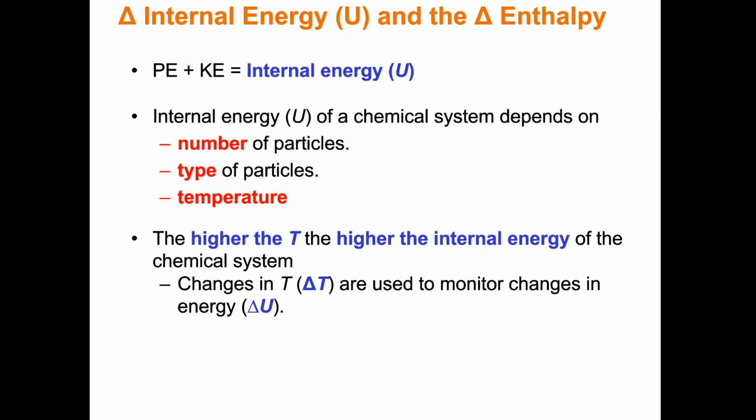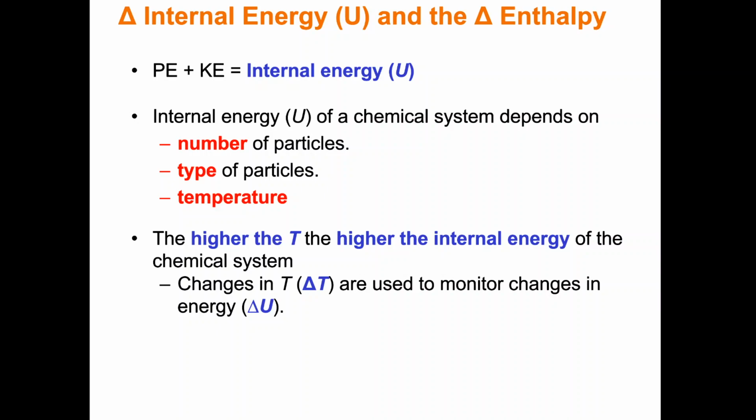If we add potential and kinetic energy together, we get what's called internal energy. We represent this with an uppercase U, a big U. The internal energy of a chemical system depends on the number of particles, the type of particles, and the temperature. The number of particles is just how many do we have. If they all have some kinetic energy, and we have more of them, we're going to have more internal energy. The type of particles is how heavy are they, how responsive are they to temperature. If they have a bigger mass, maybe they have more energy, something like that. And of course, temperature.